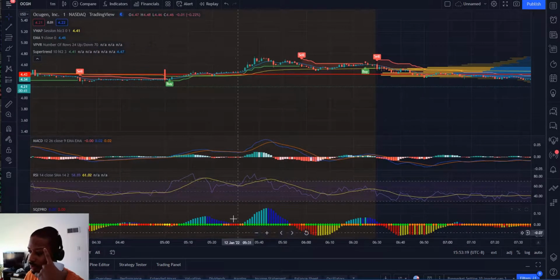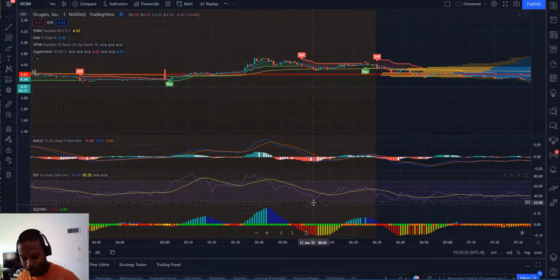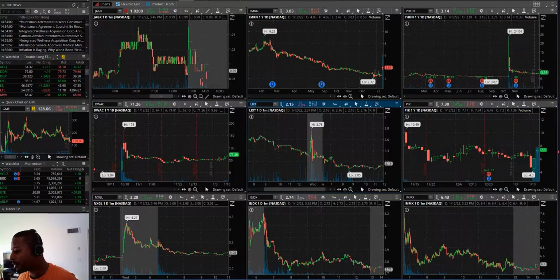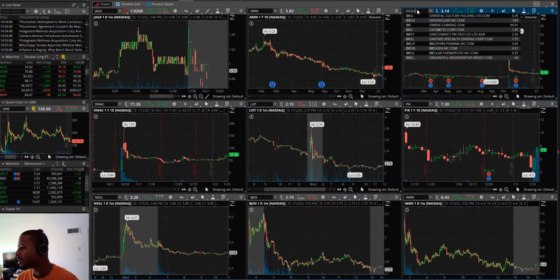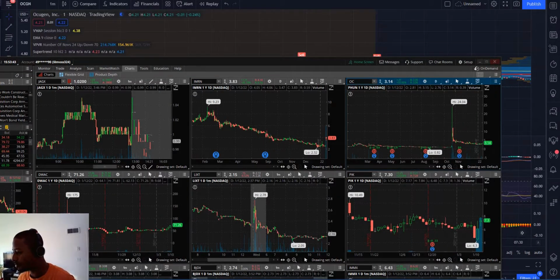Now let's take a look at this. 5:38. Okay. Let's say you got it pulled up on your thing. This is how I do it. First time it goes off, I'm not going to pull it up on my main chart. I'm going to pull it up on one of these and look at it from here. Let's say it's off my radar, it's not doing anything. I'm going to pull up OC... I'm tripping. OCGN. Why am I typing in another stock?